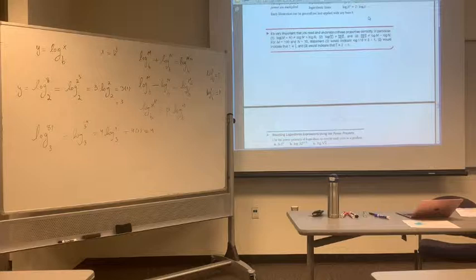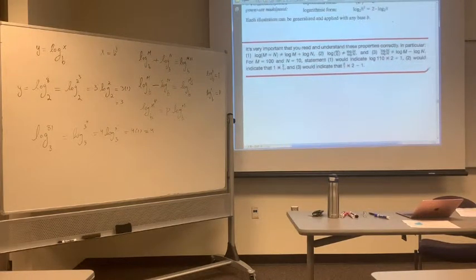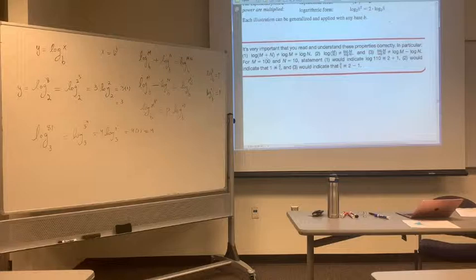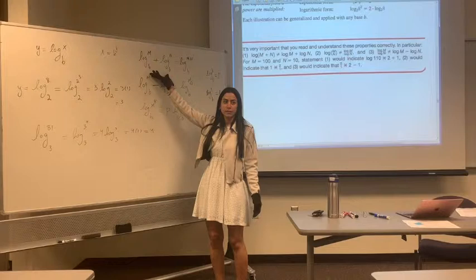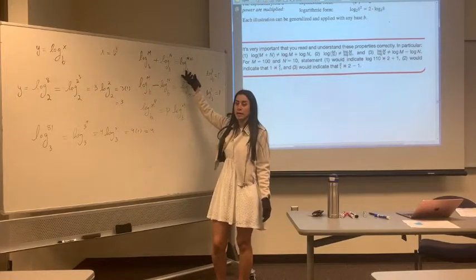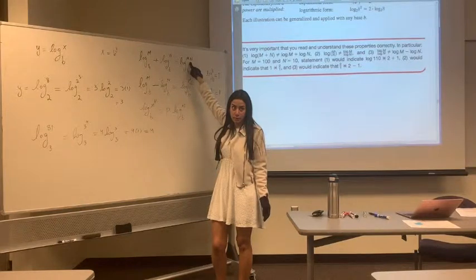Look at this one. It says log of m plus n is not equal to log of m plus log of n. If we have addition between two logarithms, we should write it down in this way. We cannot add m and n, right?